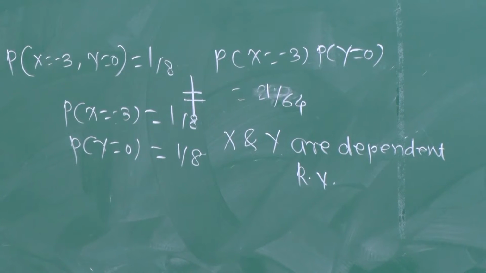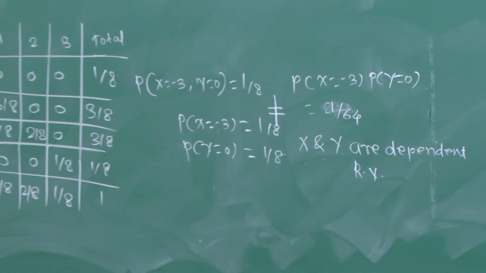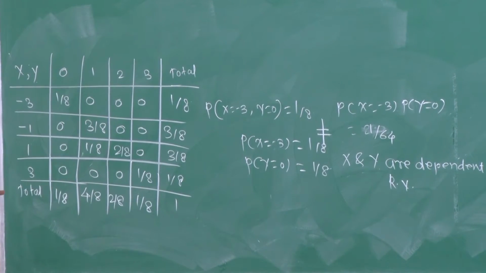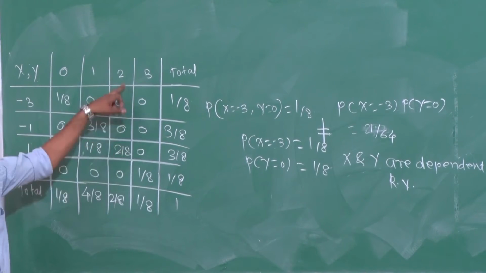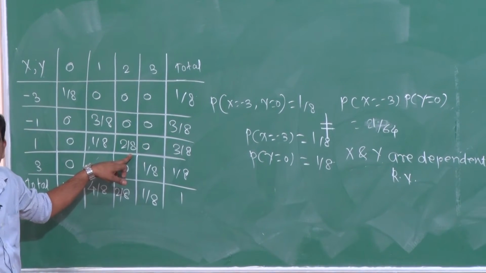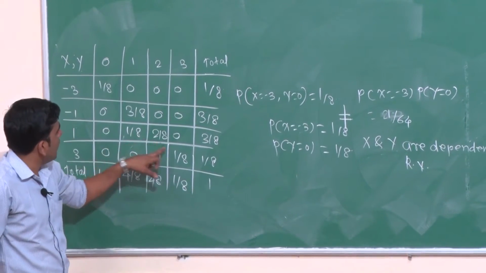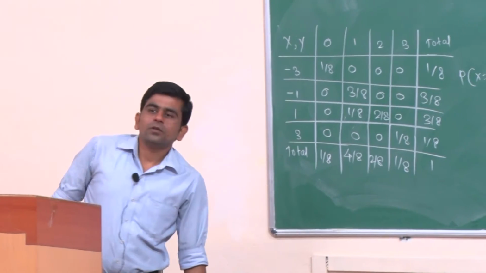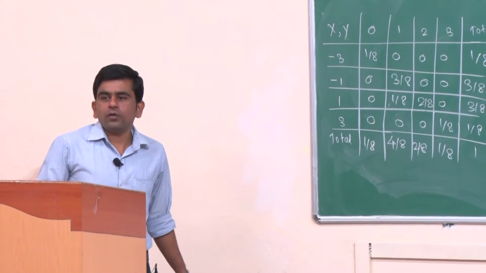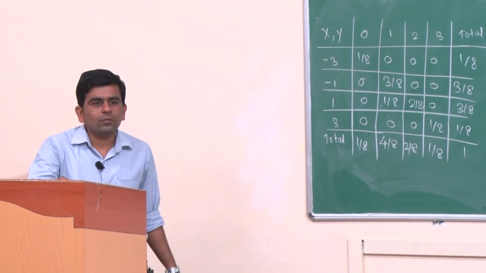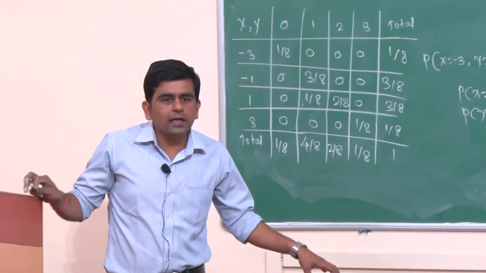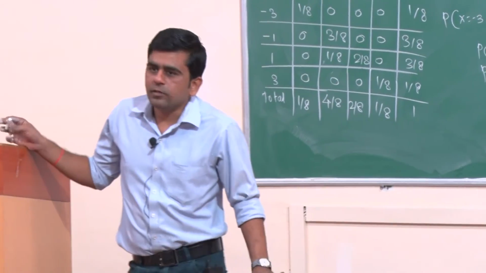You have to cross verify with other events. Just verify for X equal to 1 and Y equal to 2. The joint probability for X equal to 1, Y equal to 2 is 2 by 8. The marginal probability for X equal to 1 is 3 by 8, multiplied with 2 by 8. So these are not equal, that is 6 by 64. So we can say that X and Y are dependent random variables.